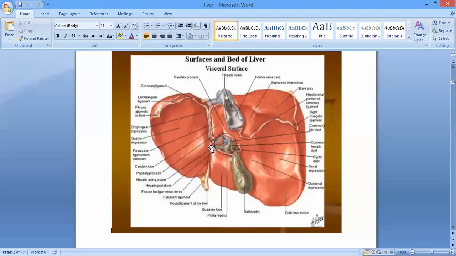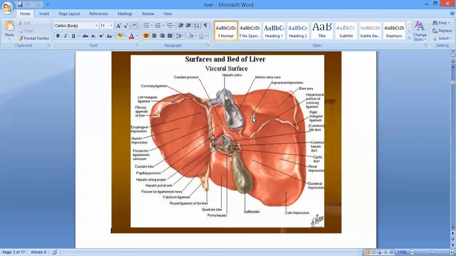And I told you before, the lymphatic vessels from the liver are going to open into the hepatic nodes, which are located in the porta hepatis, and from the hepatic nodes the lymph will travel towards the celiac group of lymph nodes. Where is the hepatic artery coming from? What is its origin? Celiac artery, right? So it is going towards the celiac group of lymph nodes.